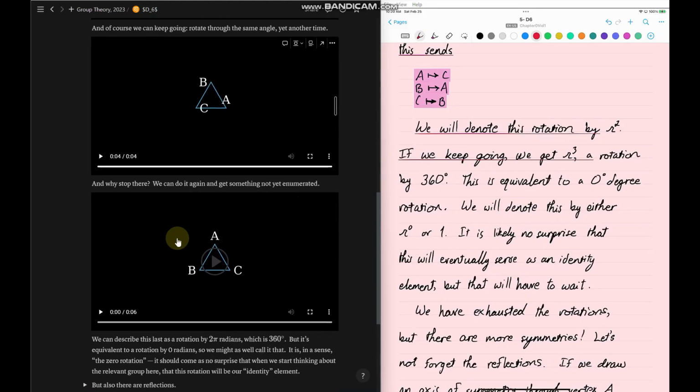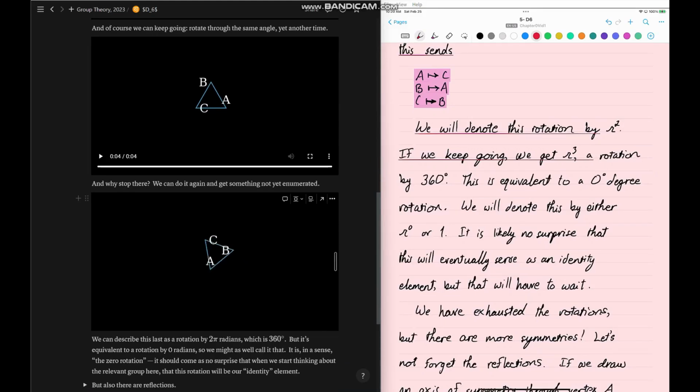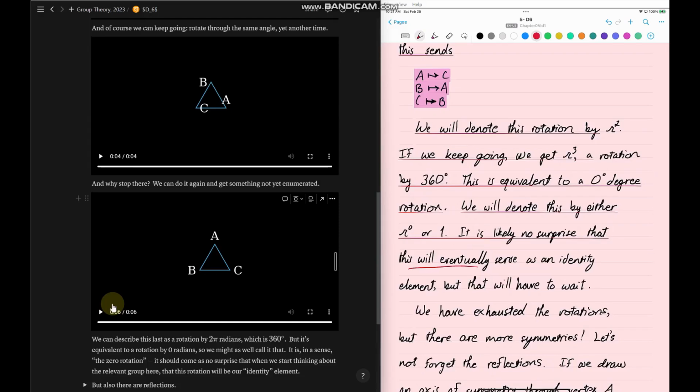If we keep going, then we get R cubed, a rotation by 360 degrees. This is equivalent to a 0-degree rotation. We will denote this by either an R to the 0 or simply the numeral 1. It is likely no surprise that this will eventually serve as an identity element, but that will have to wait.